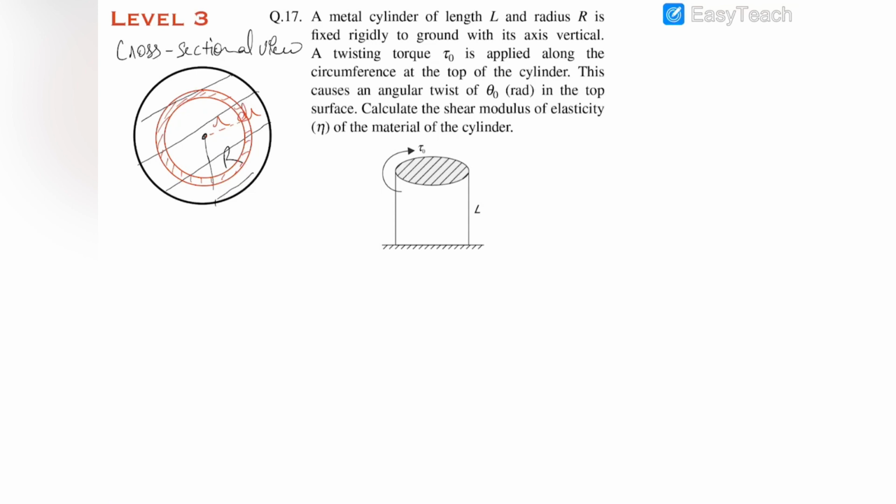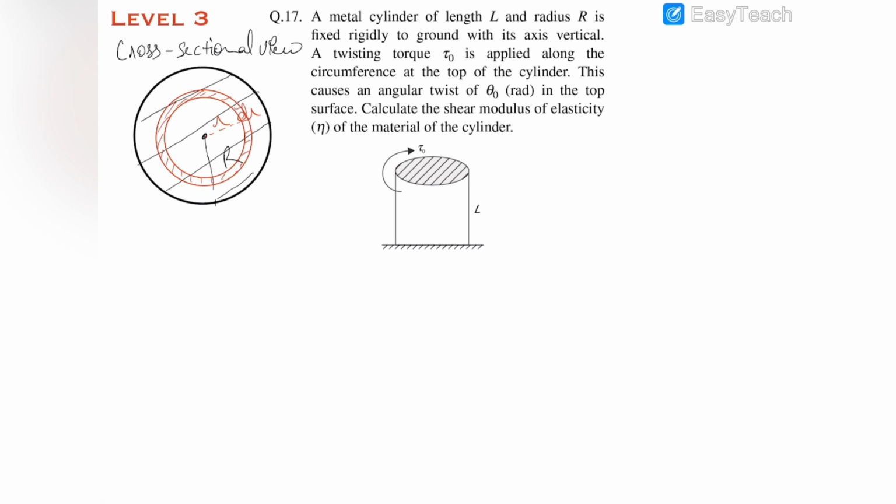In this question, there is a metal cylinder of length L and radius r, and it is rigidly fixed to the ground, which means that the surface of this cylinder which is touching the ground is held fixed. Now this cylinder is twisted by applying a torque of tau naught slowly, and this torque is applied by some force which is applied along the top circumference. The angle of twist is theta naught, and we have to find out the shear modulus of elasticity.